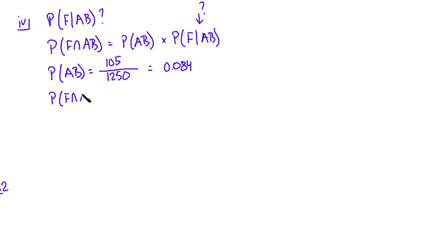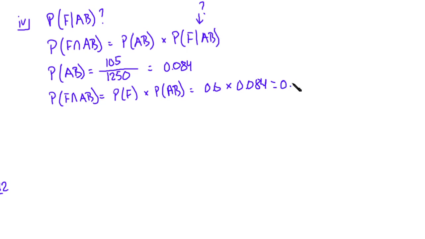Then we have to find the probability of female and blood type AB, which is simply going to be the probability of a student being female times the probability of having blood type AB. We know that the probability of a student being female is 0.6. Probability of a blood type AB is 0.084. Okay, and this is 0.0504.